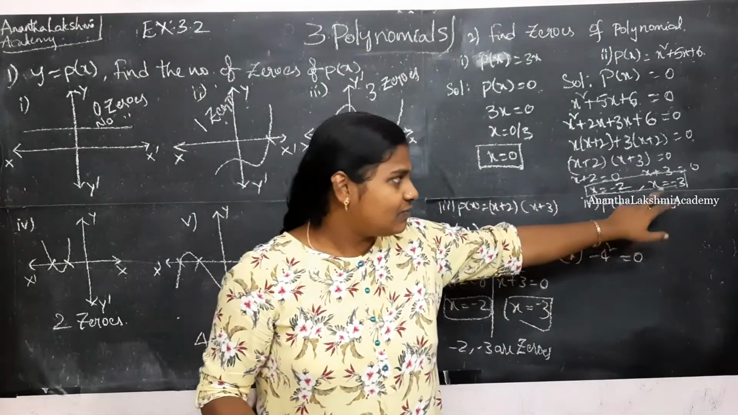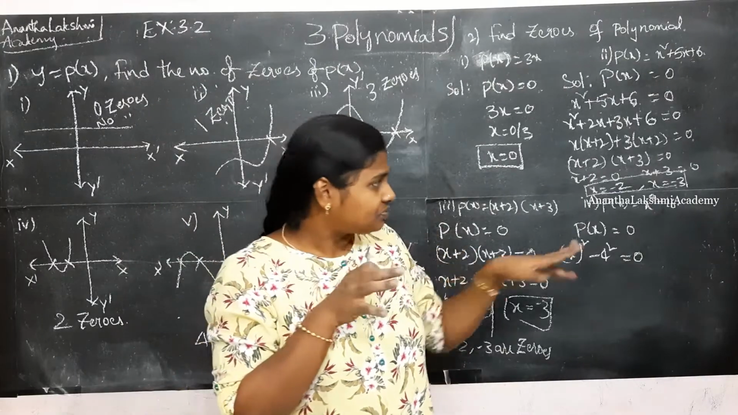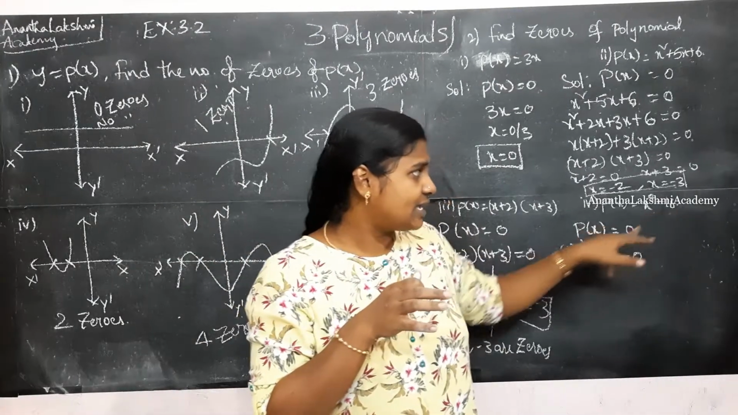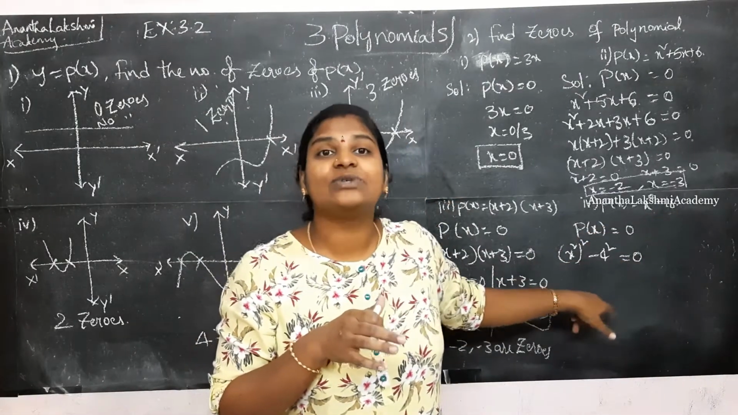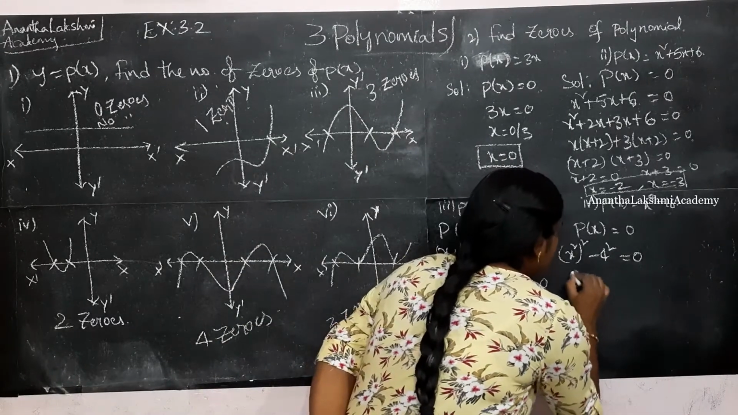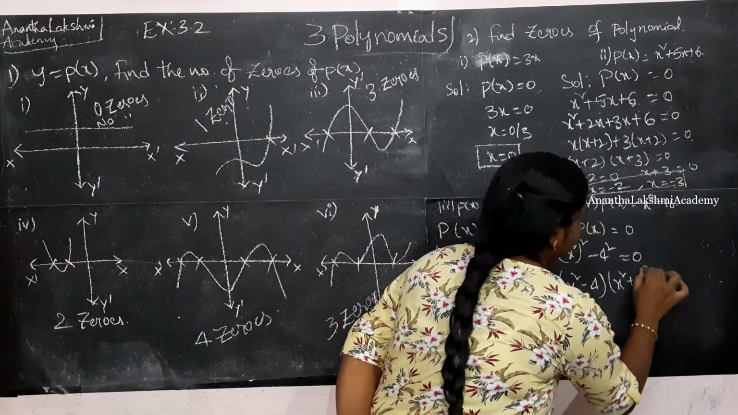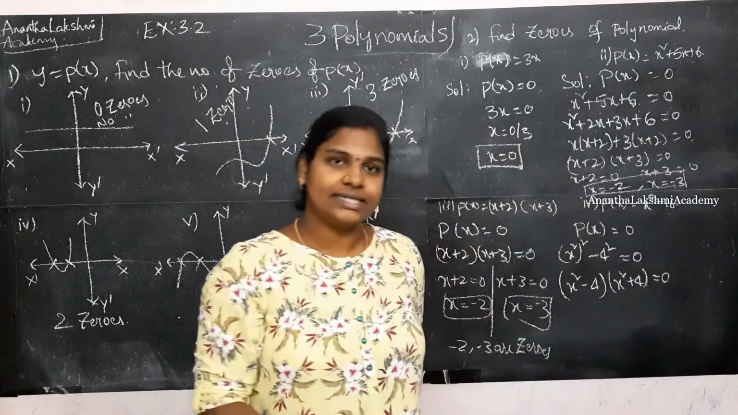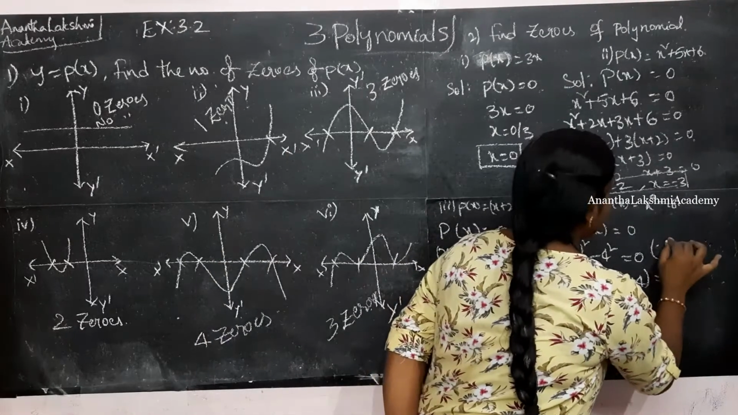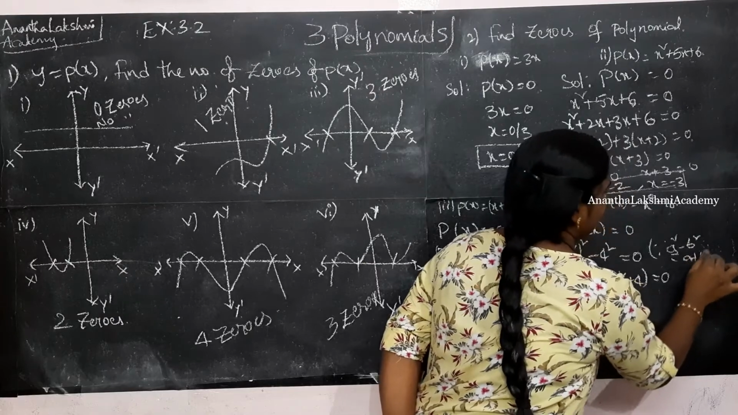So this is x power 4. Since we could not solve the power of 4, I am trying to express 16 as 4 square such that it becomes a square minus b square form. This is nothing but a minus b into a plus b is equal to 0. Isn't it? I am writing down here a square minus b square is equal to a plus b into a minus b.